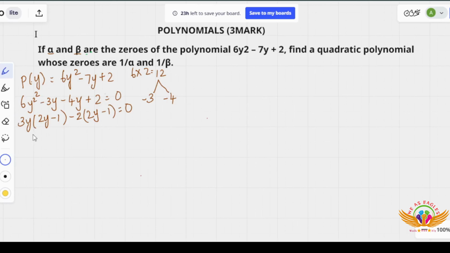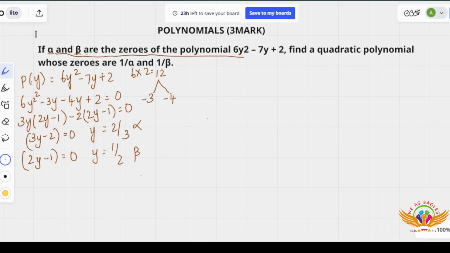Done. Now let us do 3y minus 2 is equal to 0 and 2y minus 1 is equal to 0. And then from here we will get y is 2 by 3 and from here y is equals to 1 by 2. So we got alpha as 2 by 3 and beta as 1 by 2. Done. This alpha and beta are the zeros of the polynomial 6y square minus 7y plus 2.